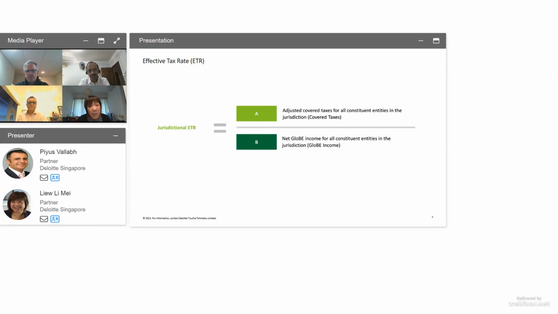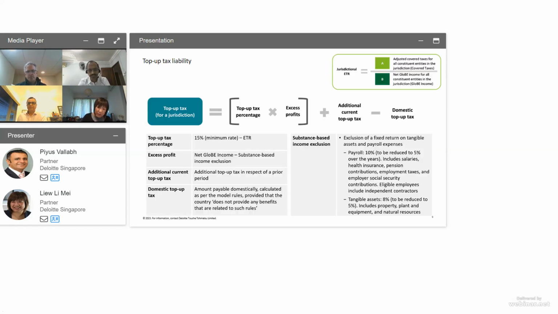So the ETR will be calculated on a jurisdiction by jurisdiction basis. So you will need to aggregate the adjusted covered tax and the net GLOBE income of all the constituent entities in that jurisdiction. And the calculation of the ETR is important as it will determine if a top-up tax may be paid.